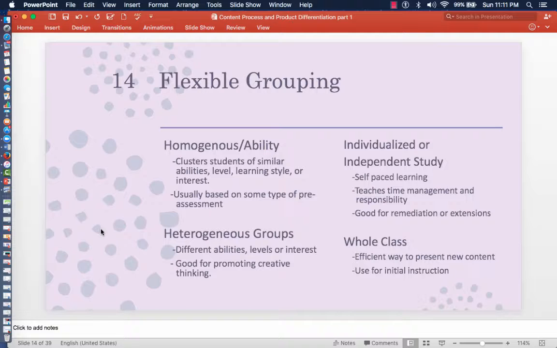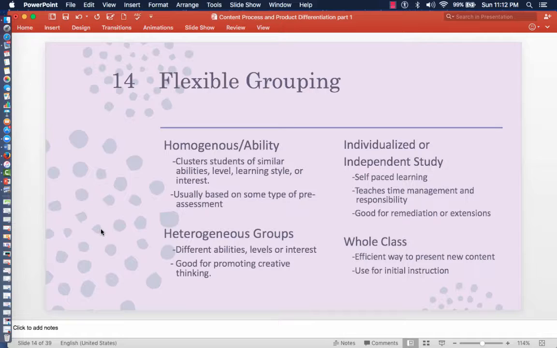Then you also have individualized or independent study. Now everybody should be able to do individualized or independent study at some point. Some students are going to prefer that, but they can't just do that all the time. Then we're going to have heterogeneous groups. This is where we're going to be looking at groups with people with different abilities, different interests. And this is, I think, what we usually assume that we're going to be dealing with in more of a constructivist kind of classroom.